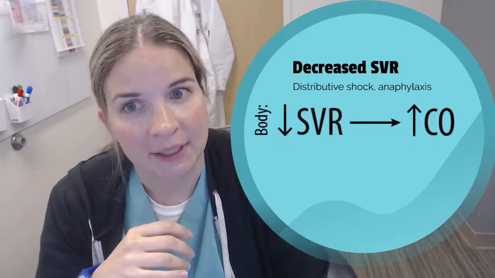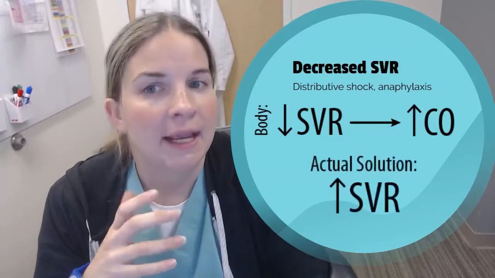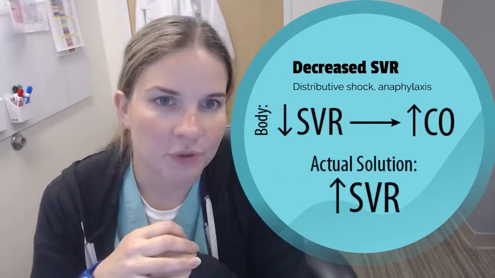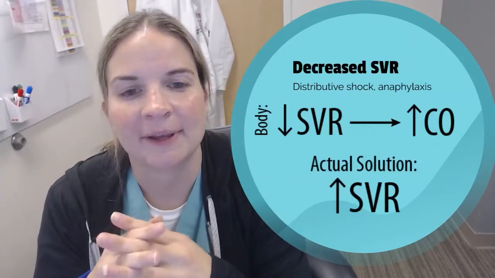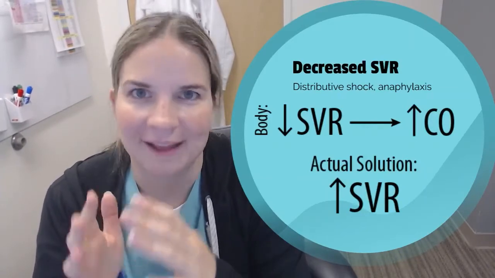The actual solution here is to increase your SVR. Agents that will do so, like norepinephrine, are the most helpful. Inotropic agents are less useful because the patient is already hyperdynamic, and making the heart beat more forcefully does not fix the problem.